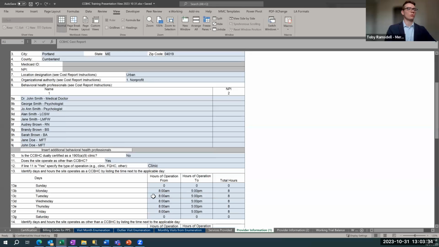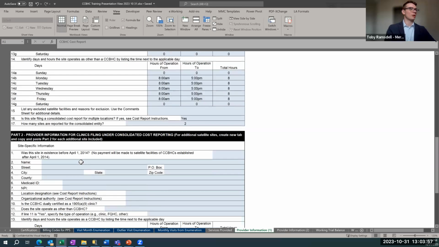And then there's also some information on days of operation, dual certification status, and if your site operates as another entity type, such as a clinic or an FQHC, or some other type of designation.